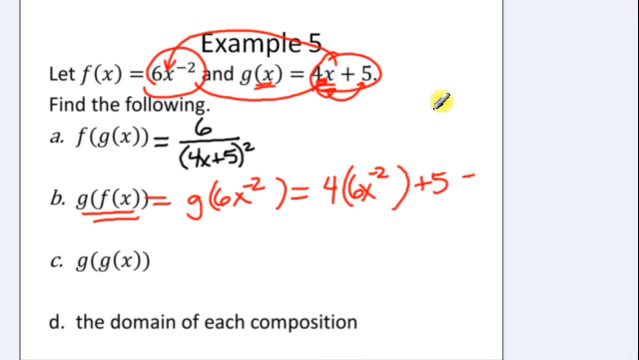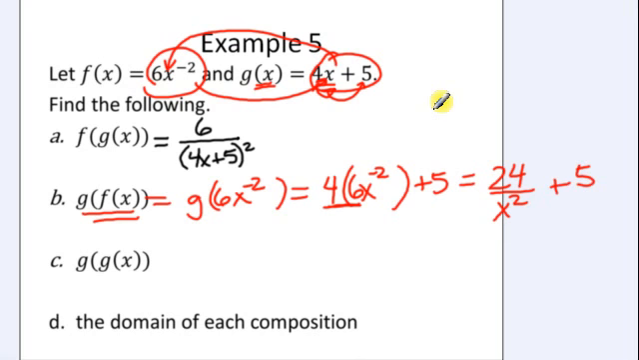Let's simplify that a little bit. Here I can take the 4 times 6, since that's all multiplication, we can multiply those together. Then I'd have x to the negative second, which I may write as x to the positive second, and then plus 5.